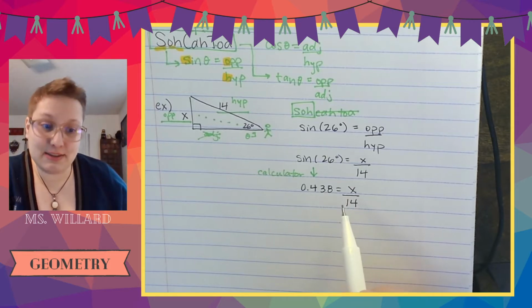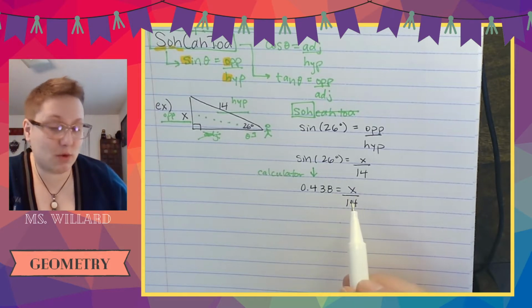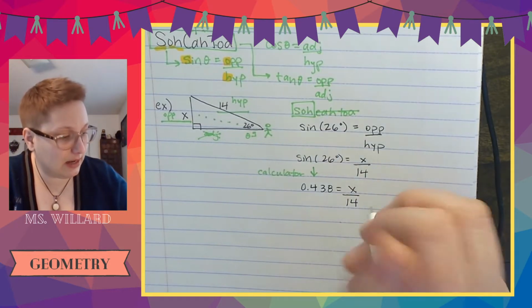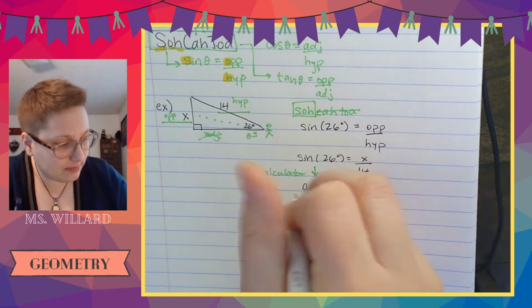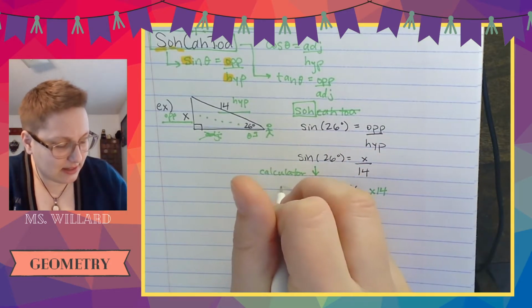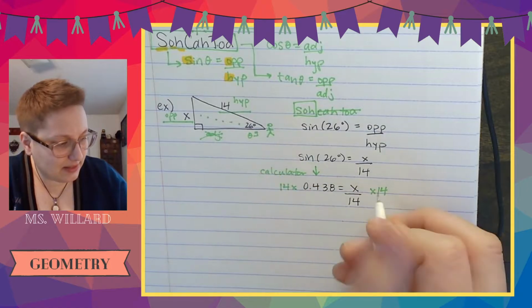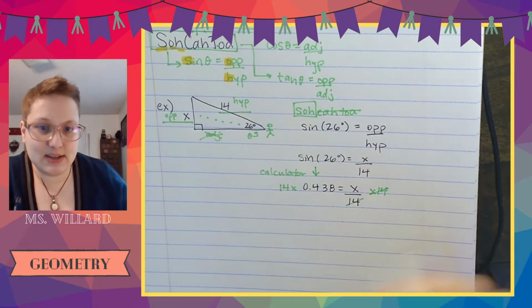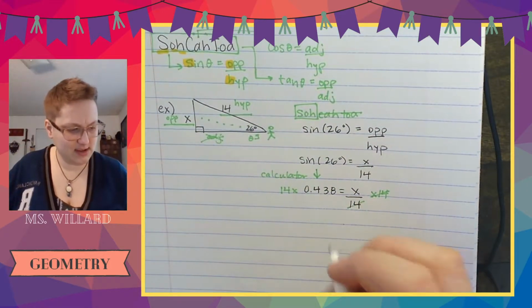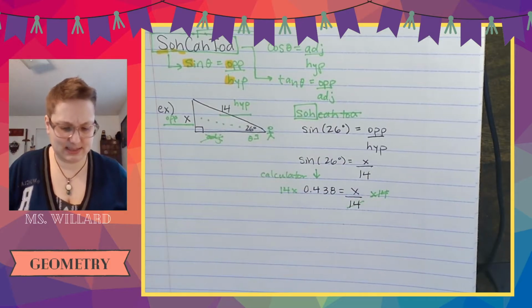So in this specific case, because 14 is on the bottom, I'm going to multiply both sides by 14. Why did I do it with a dot or with that? I don't know. Because that will cancel out this. So I get 6.14.